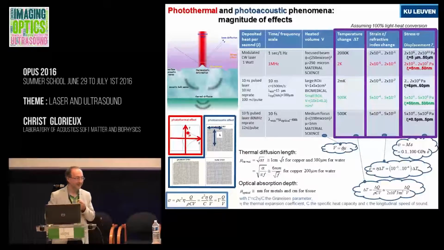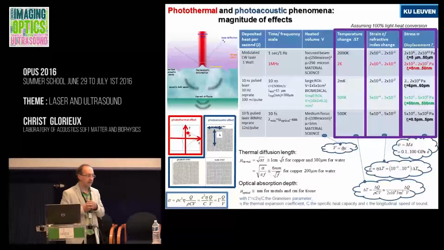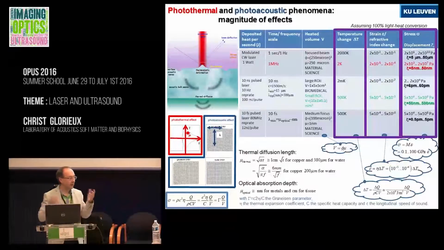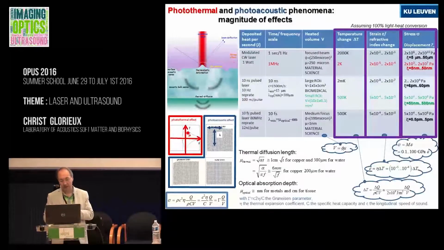No, I would have expected it to be smaller in the liquid than in the solid. Okay, maybe, but let's say order of magnitude. And it depends on the optoelastic coefficients. Yes, but okay, this is rough. That's why you have these big ranges of values there.